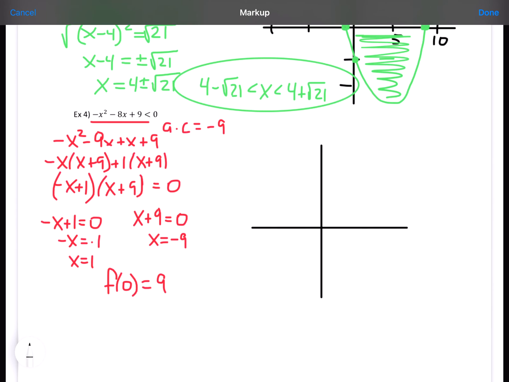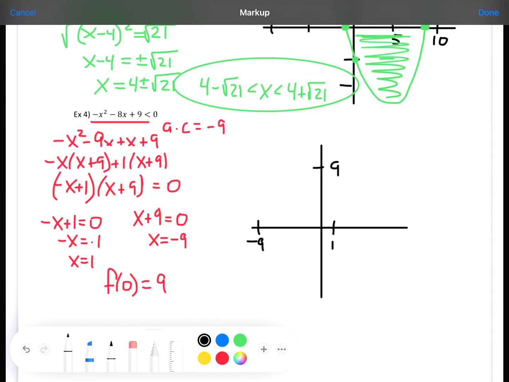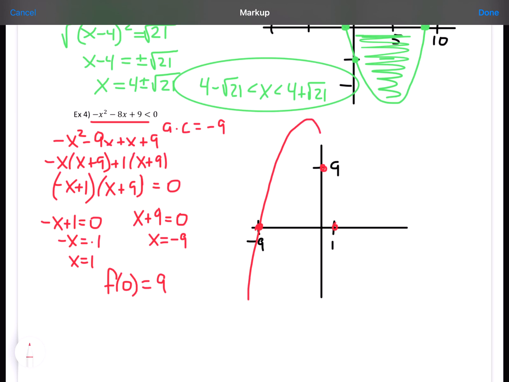All right, so we know we have a point at 1 and negative 9. I'm just going to label those two. And then we know we have a point at 9. So when we're graphing this, we're here, we're here, we're here, and we know it opens down because the x squared is negative. So that means it's going to look something similar to that.